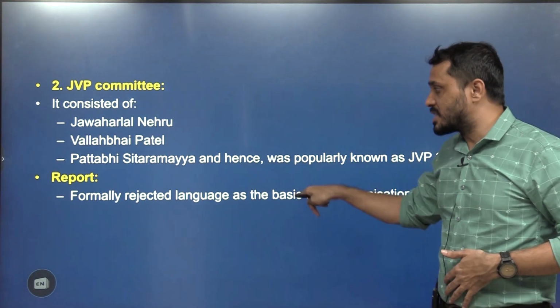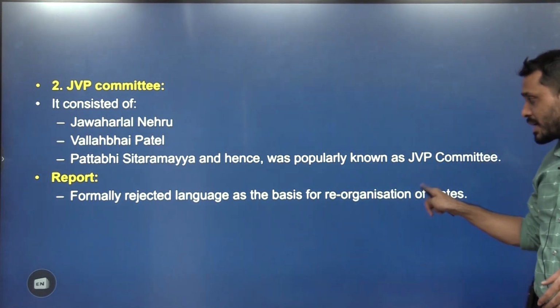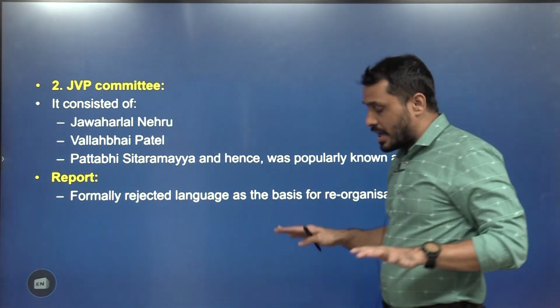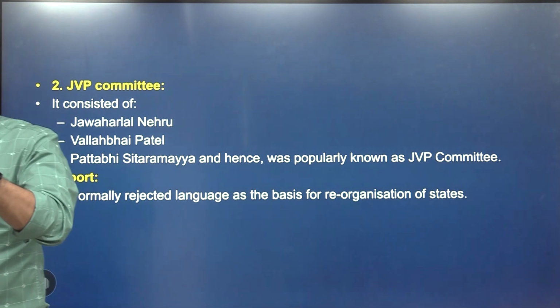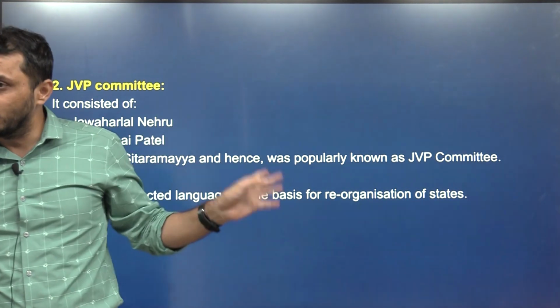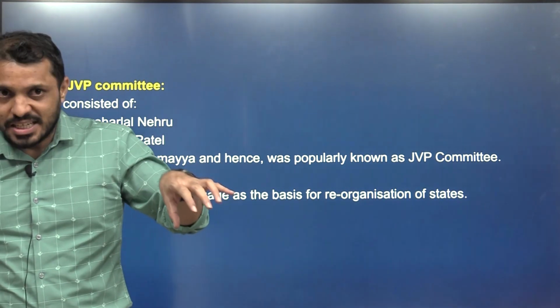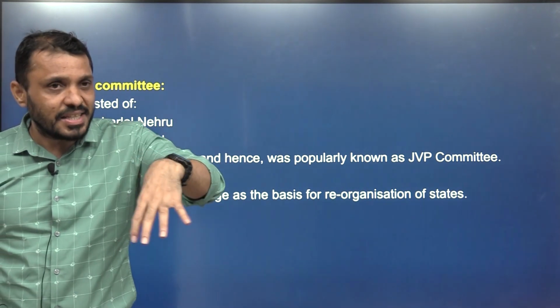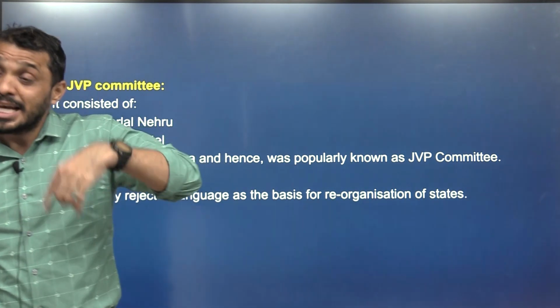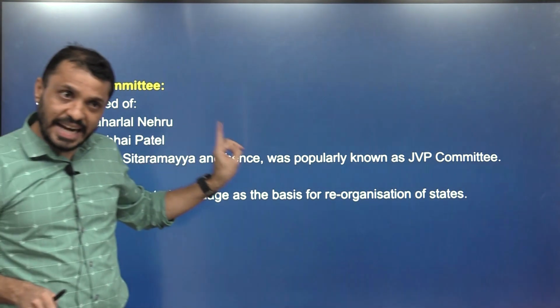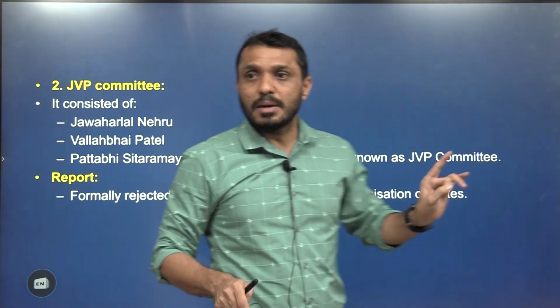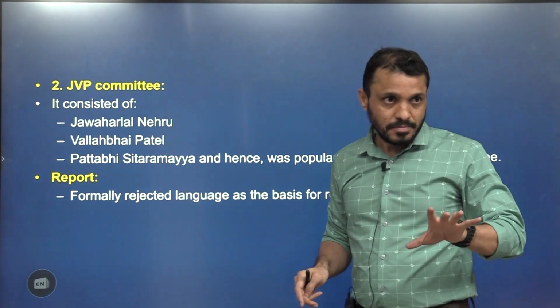What did the JVP committee suggest? It also rejected state reorganization based on language, but it added one caveat: an exception can be given to Andhra. It generally says you cannot divide states based on language, but also said an exception is given to Andhra. This is in 1948 itself. But still, the process did not move.